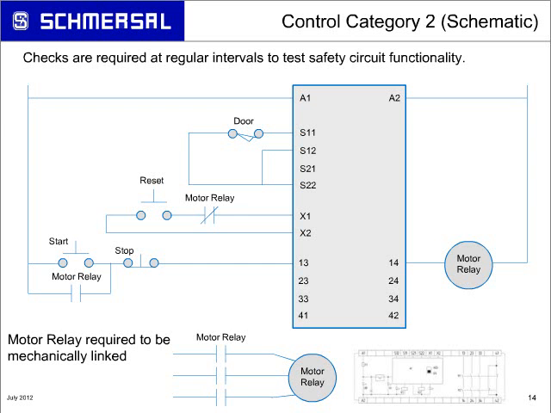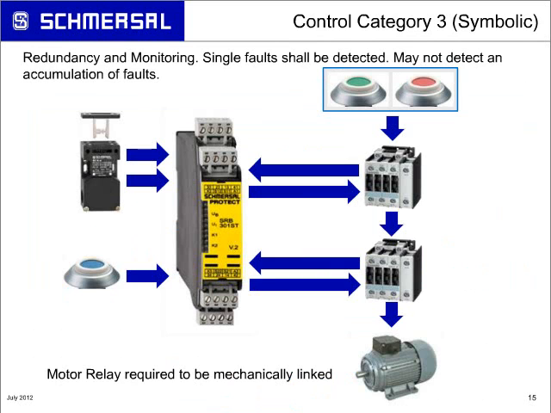The next step up, which is a big jump in reliability of safety, is getting into control category 3. Control category 3 is a redundant system. You have redundant signal paths and checks and redundancy on your contactors as well. You have to have that redundancy and monitoring. Any single fault in the circuit should be detected by your safety circuit.